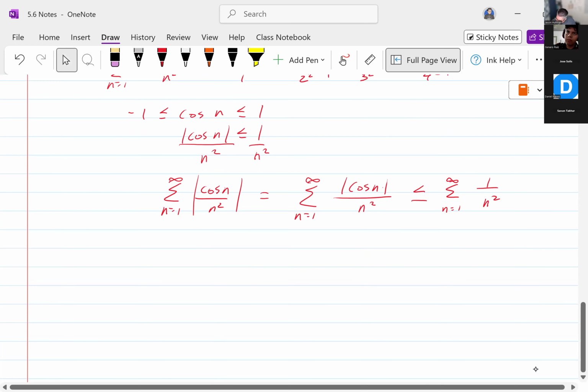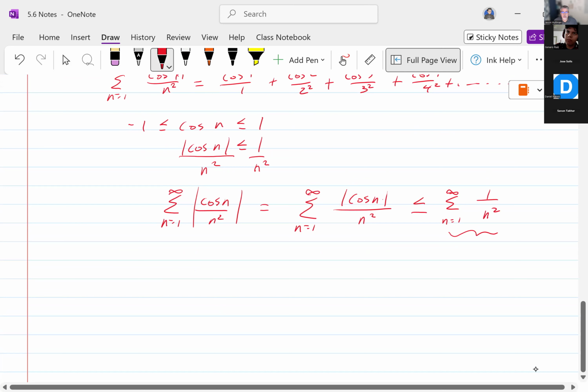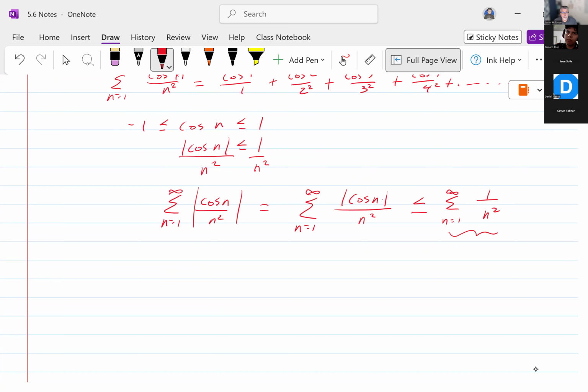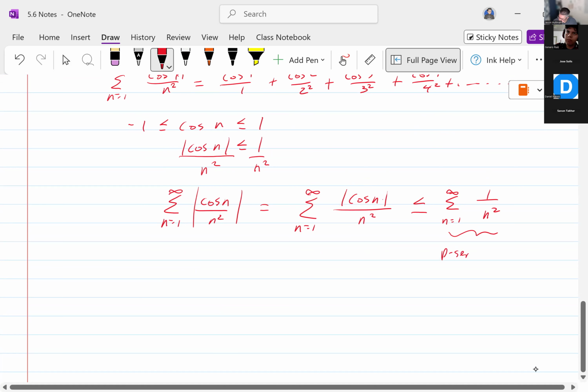What do we know about this series here, summation as n equals 1 of 1 over n squared? This is a p series, where p equals 2. Does that converge or diverge? It converges. It's a convergent p series.